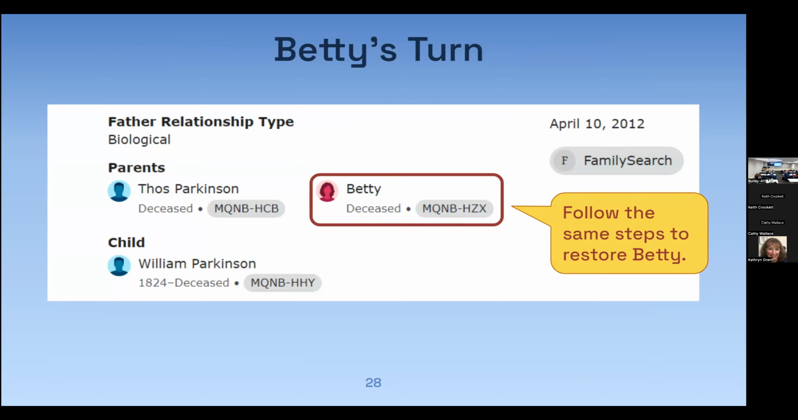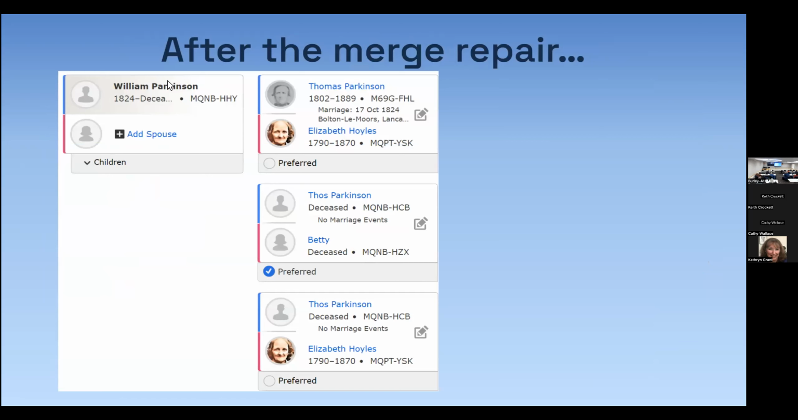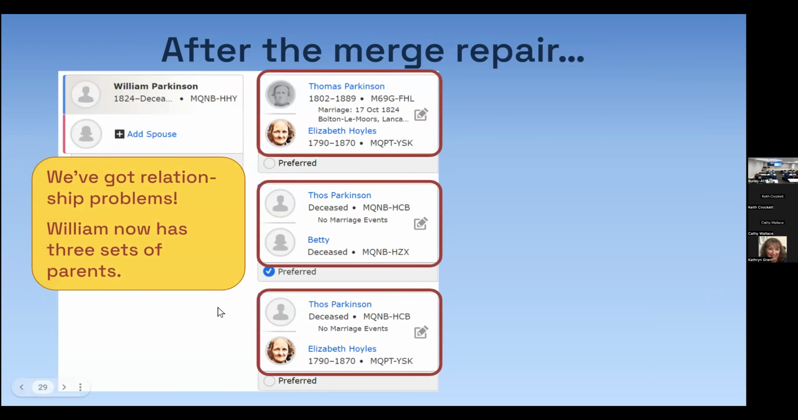Then we need to do it for Betty. We're not going to walk through that, because the steps are identical. But once you restore both those persons, then you want to look at William. What do you guys see here? We got some problems, right? We got relationship problems because William now has three sets of parents. This is why I said you clean up the merge before you clean up the relationships, because unmerging can create more issues with relationships that need to be fixed.